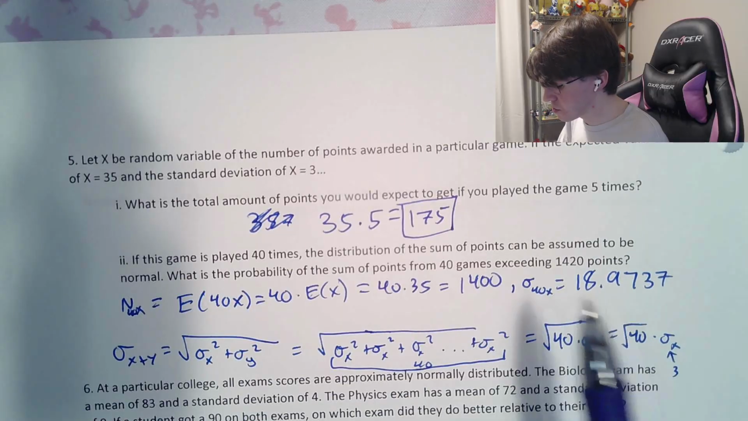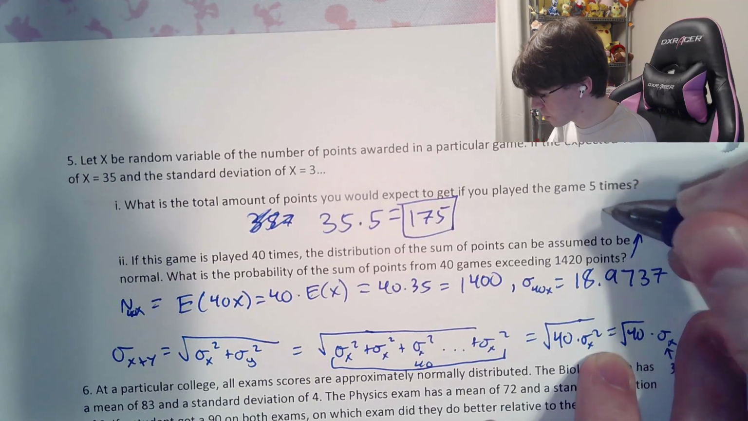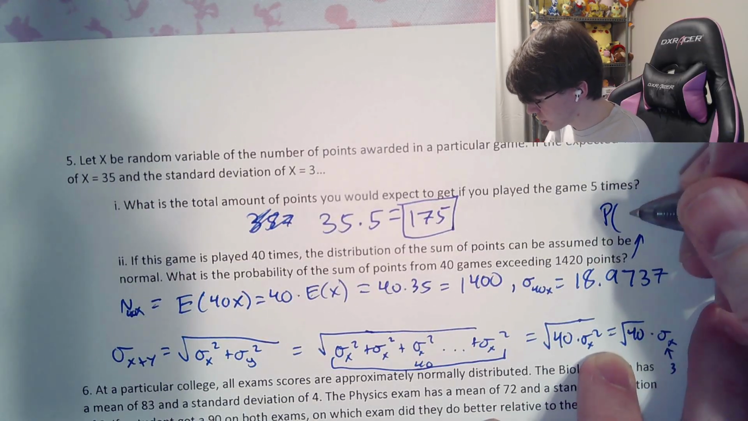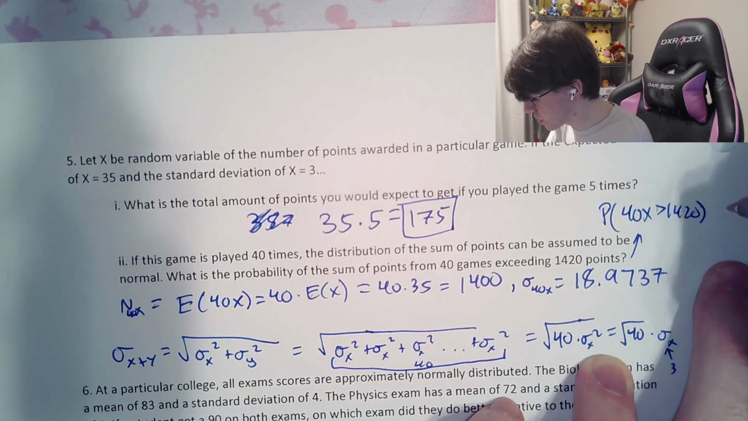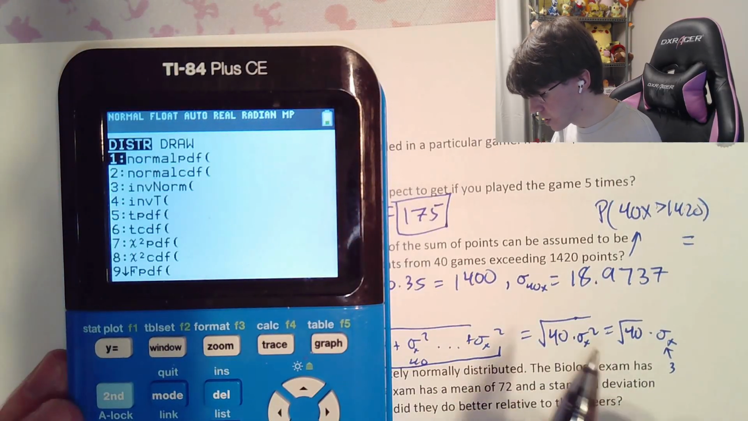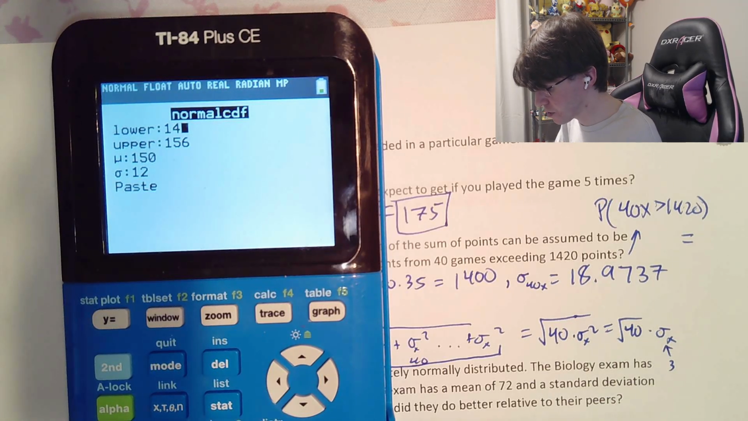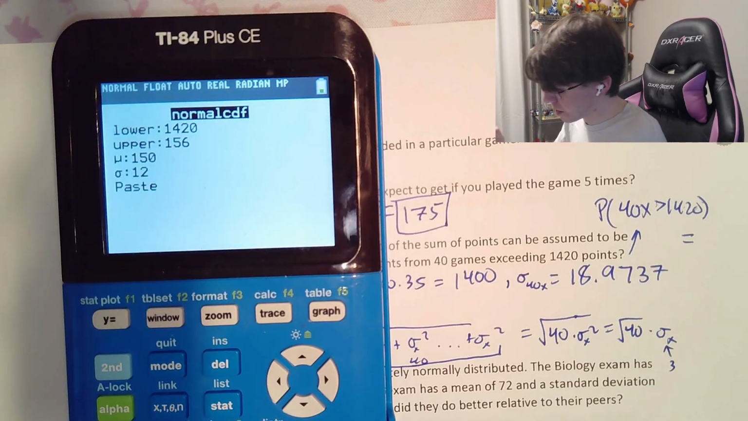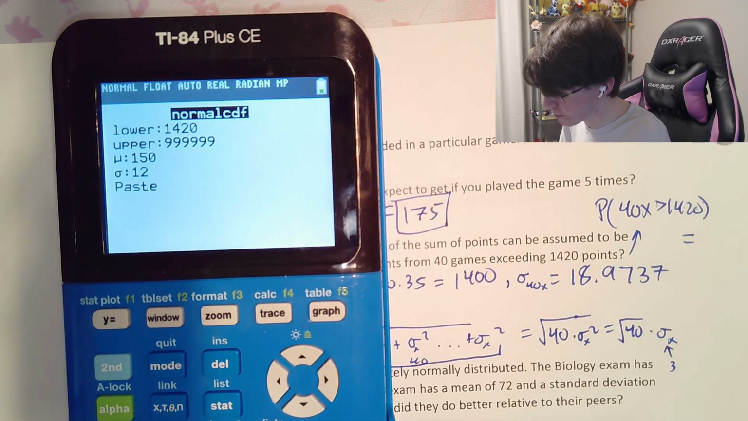Finally, what we're actually going to do is find the probability of these 40 games. So what we're doing here is the probability of the overall 40x being greater than 1,420. So in this one, we're going to be doing our normal CDF. Same exact normal CDF. We need to be bigger than 1420, and then our upper bound for this one is just going to be basically infinity. I said 999 earlier, but because it's 1420, we're going to need much more than 999. So I did a couple more nines there.